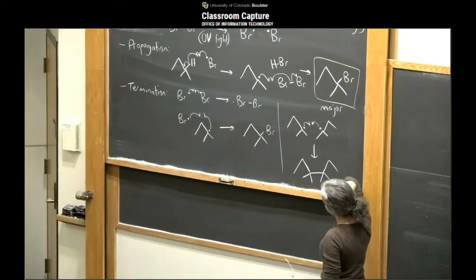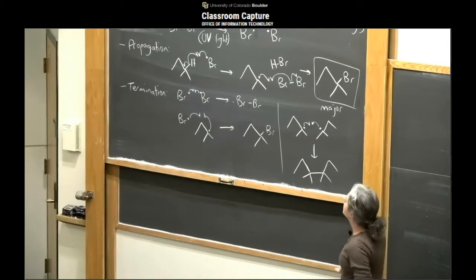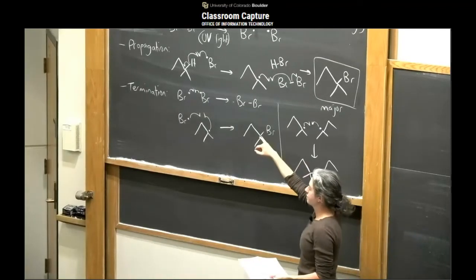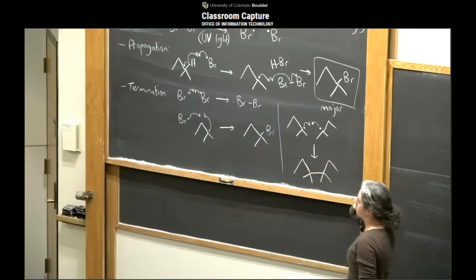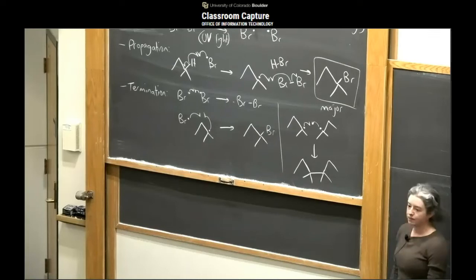So here's the mechanism. It's pretty similar to what we've seen before. It's just instead of breaking a pi bond on the molecule when we get started, we're actually breaking a sigma bond, which is why we can manage to get away with doing this on alkanes. Okay, so any questions about the mechanism so far?